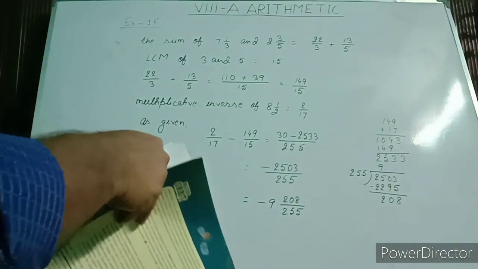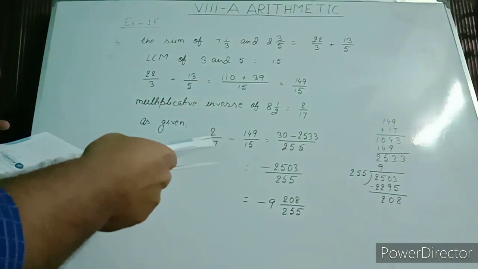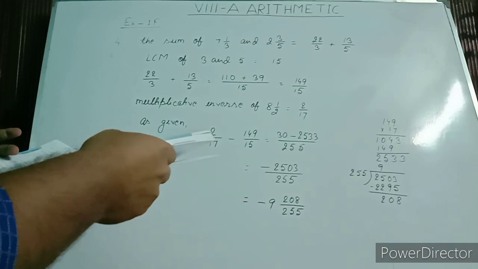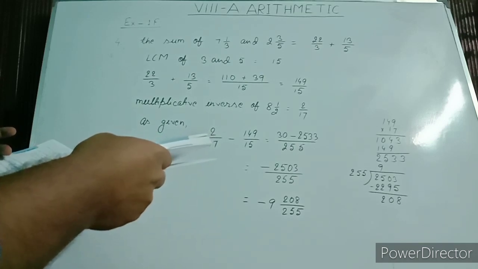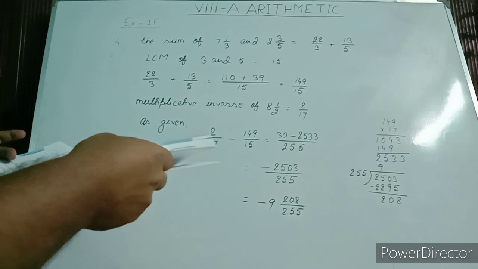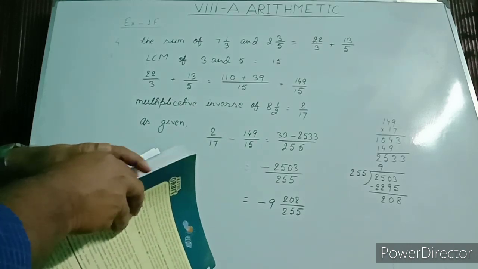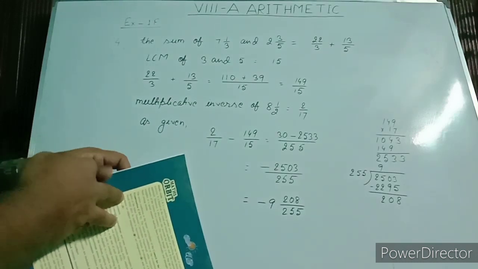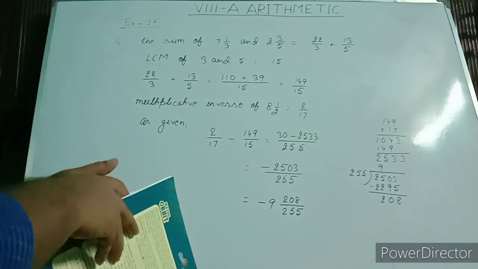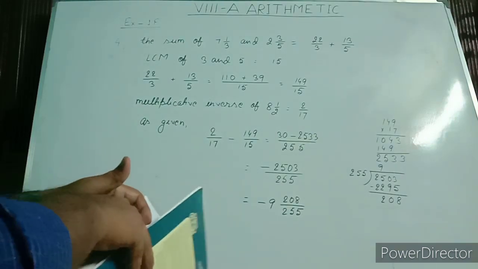Question number 4. The question is, subtract the sum of 7 and 1 by 3 and 2 and 3 by 5 from the multiplicative inverse of 8 and 1 by 2. So at first I got the sum of 7 and 1 by 3 and 2 and 3 by 5. That is 22 by 3 plus 13 by 5.